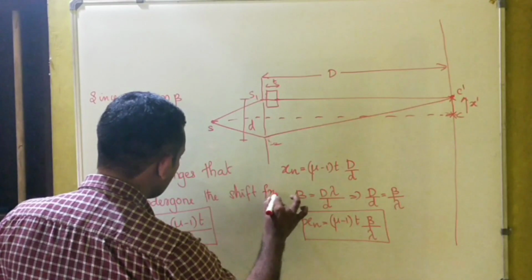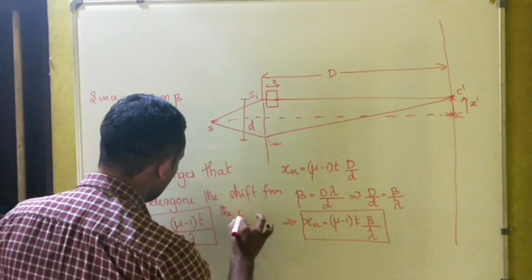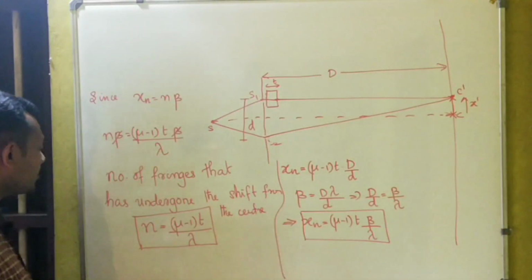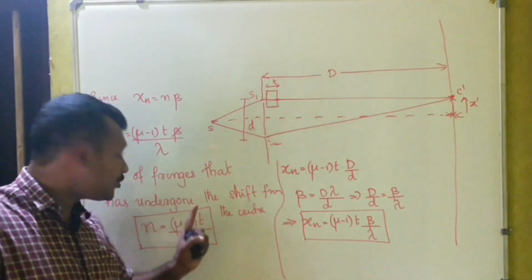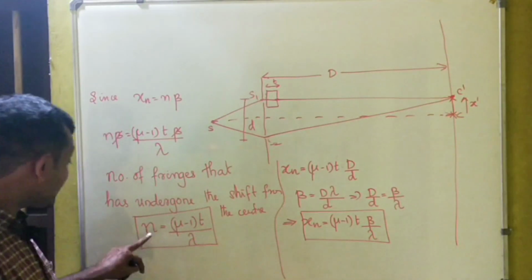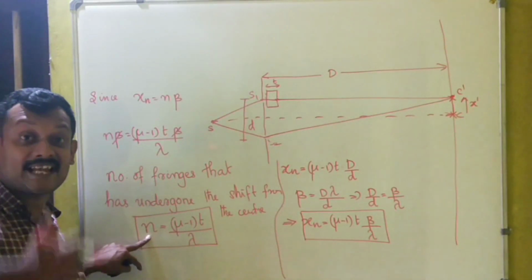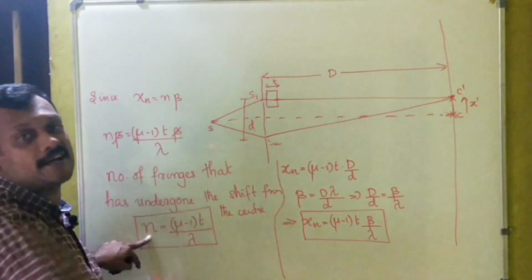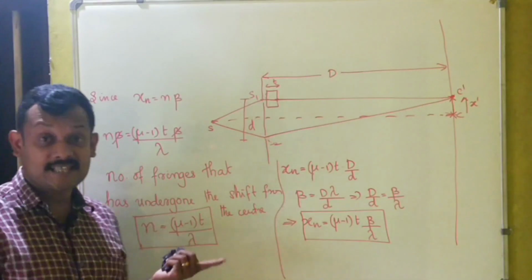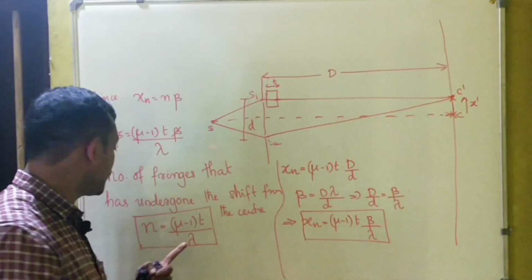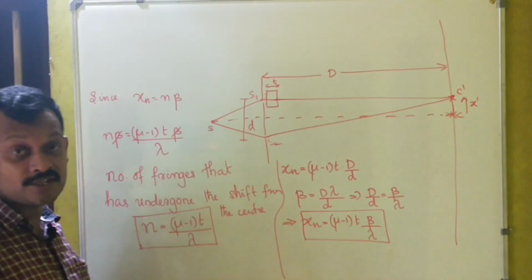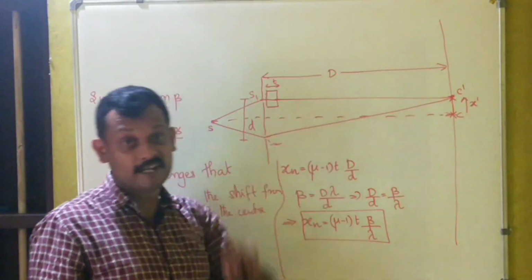This is from the center. The number of fringes that have undergone shift from the center is given by n is equal to (mu minus 1) t divided by lambda. So this is the number through which the central band has shifted in the process, right? The number of fringes through which the central band has shifted is this much in case of introducing a transparent sheet in the path of one of the interfering beams.